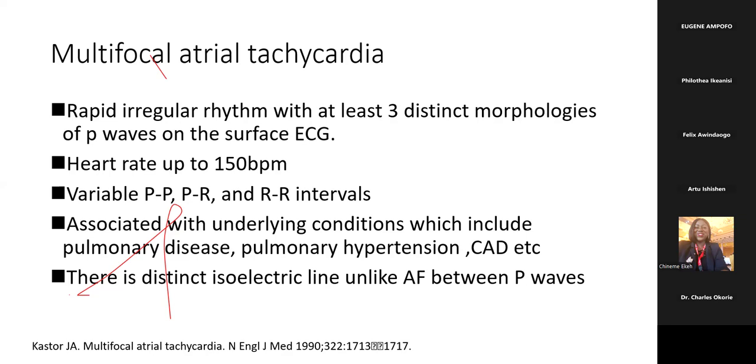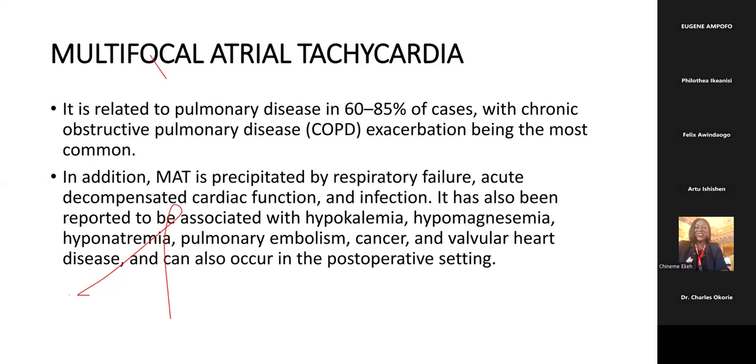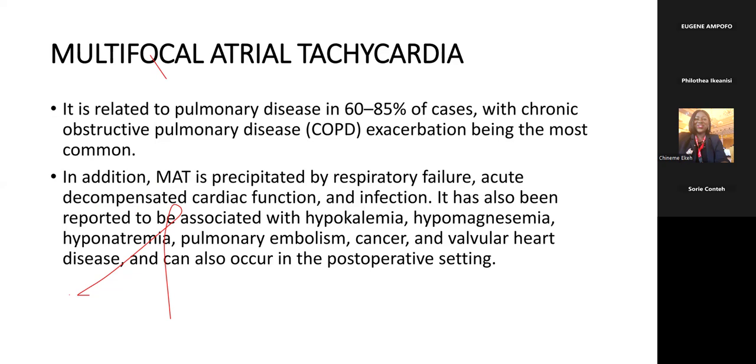Then the next slide: I've already said that it's related to pulmonary disease, and in about 60 to 85% of cases, multifocal atrial tachycardia is found in people with pulmonary disease or those with chronic obstructive pulmonary disease, COPD, exacerbations being the most common. In addition, multifocal atrial tachycardia is precipitated by respiratory failure, acute decompensated cardiac function, and infection.